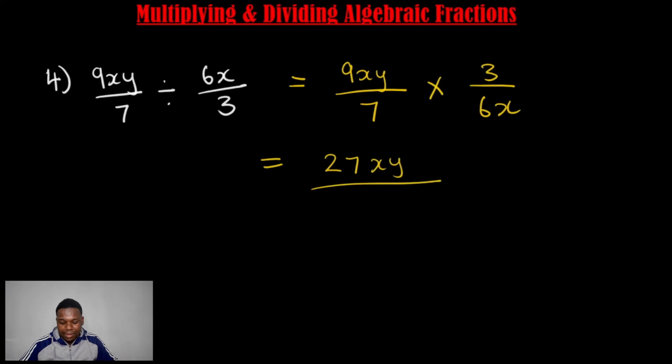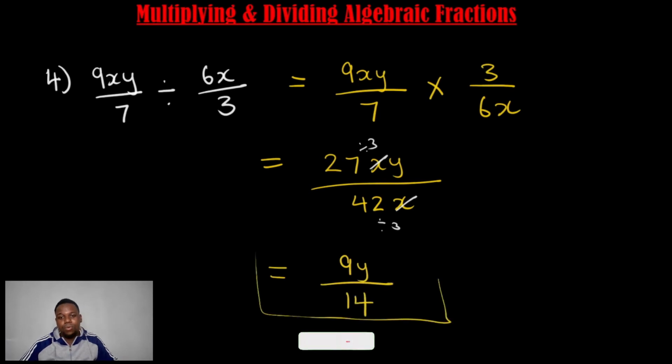So we'll have 27xy over 42x. Then we're going to look if anything can be simplified. We see that the numerator and denominator have the variable x in common, so we can cancel those out. And we see that we can divide both 27 and 42 by 3. So 3 into 27 gives us 9, and we write back our y. 3 into 42 gives 14, so therefore the answer is 9y over 14.